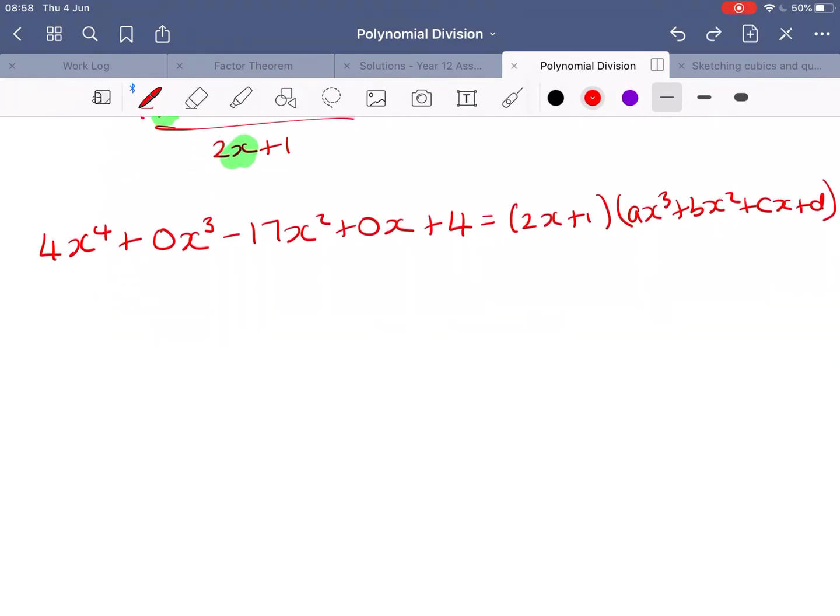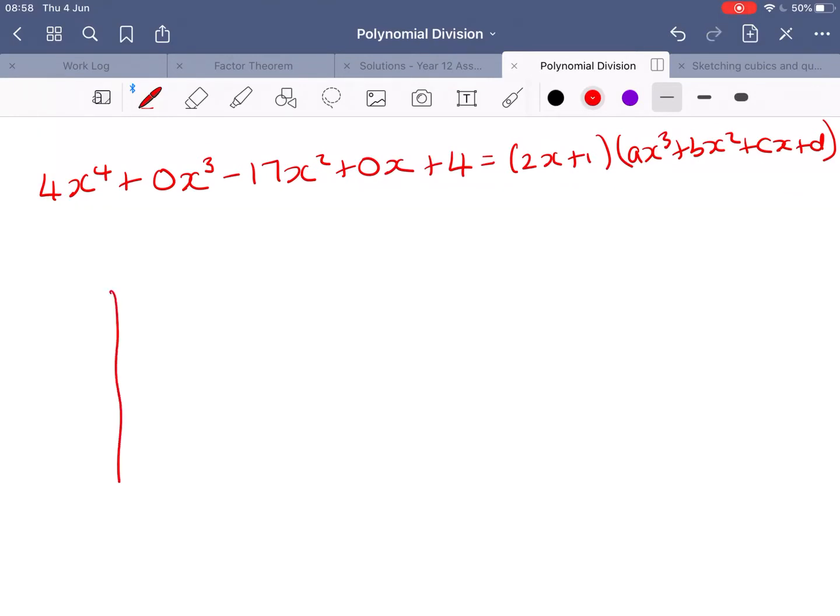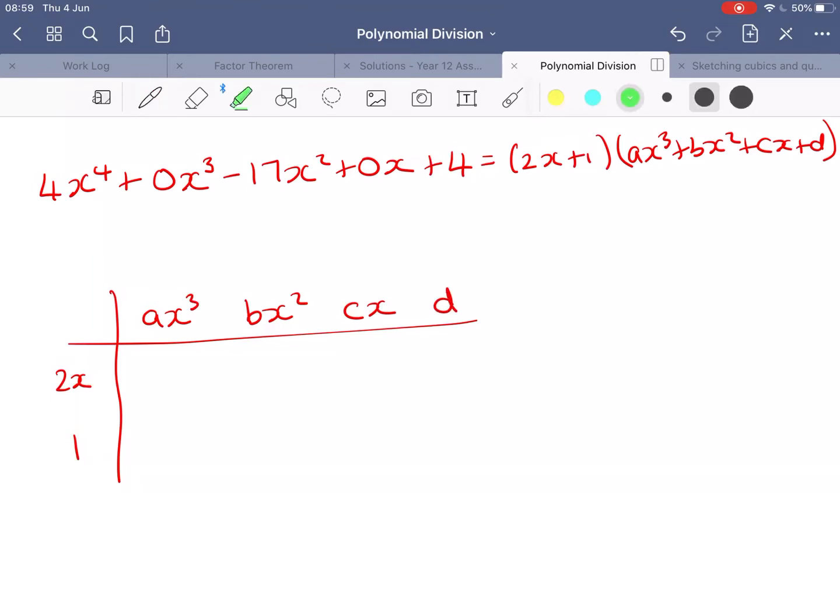Okay, so going back to our grid method. So might need a bit more space this time. So we've got 2x plus 1 times ax cubed, bx squared, cx, and d. Let's do it one step at a time. So the 4x cubed has got to come from there. So I'll write my 4x cubed in there. So 2x times ax cubed makes 4x to the power 4. So my a must be the number 2 because 2x times 2x cubed makes 4x to the power 4.